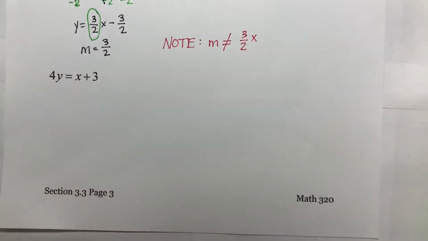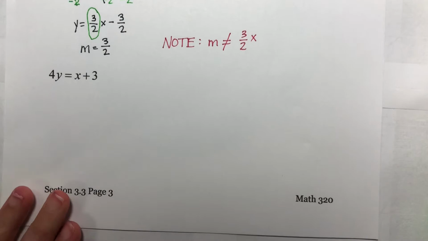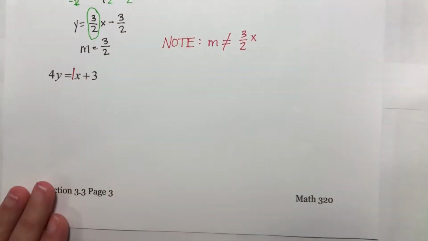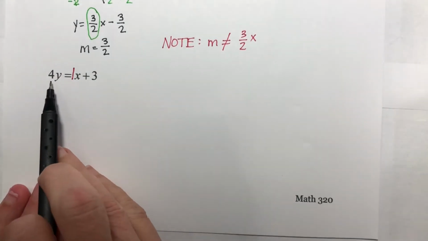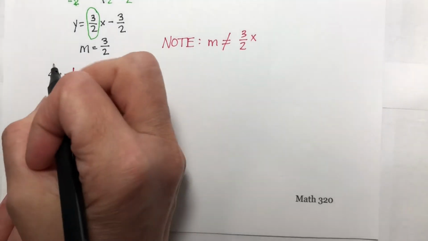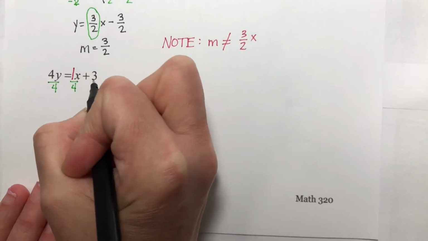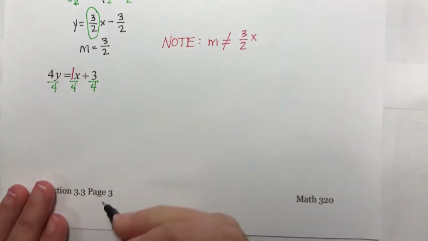So let's try this with 4y equal to x plus 3. One thing you want to remember is that there is a 1 in front of that x. Now our y term is already by itself. We want the y by itself, and I need to divide by 4. And so you need to remember to divide each of these by a 4 as well.